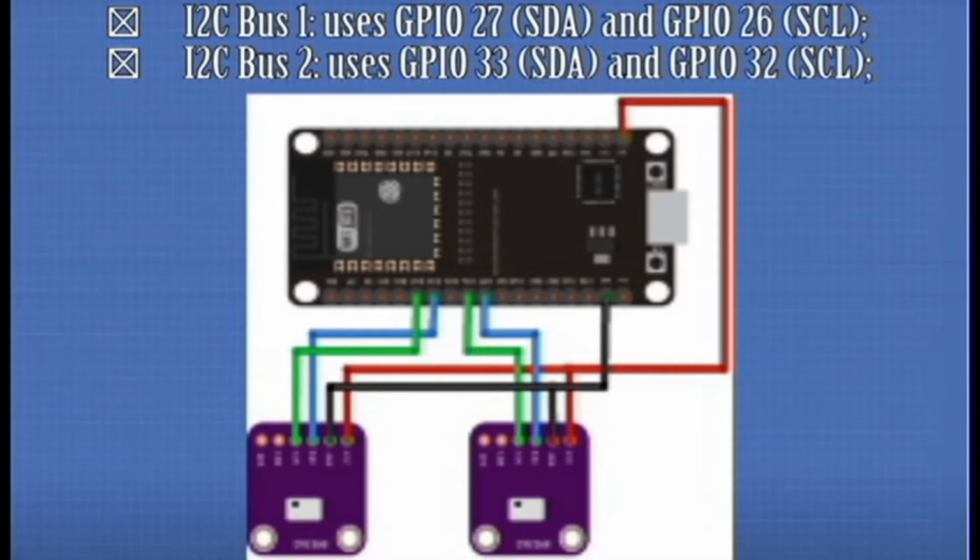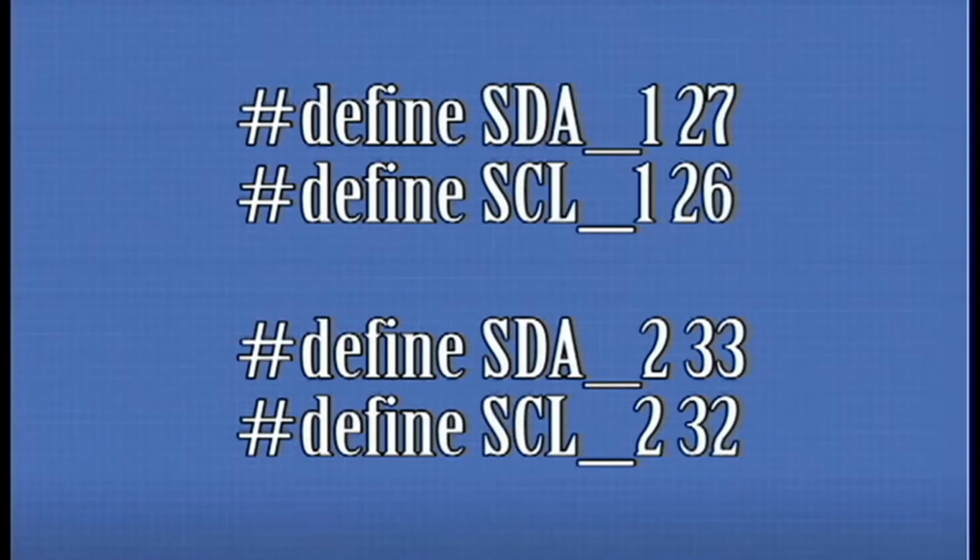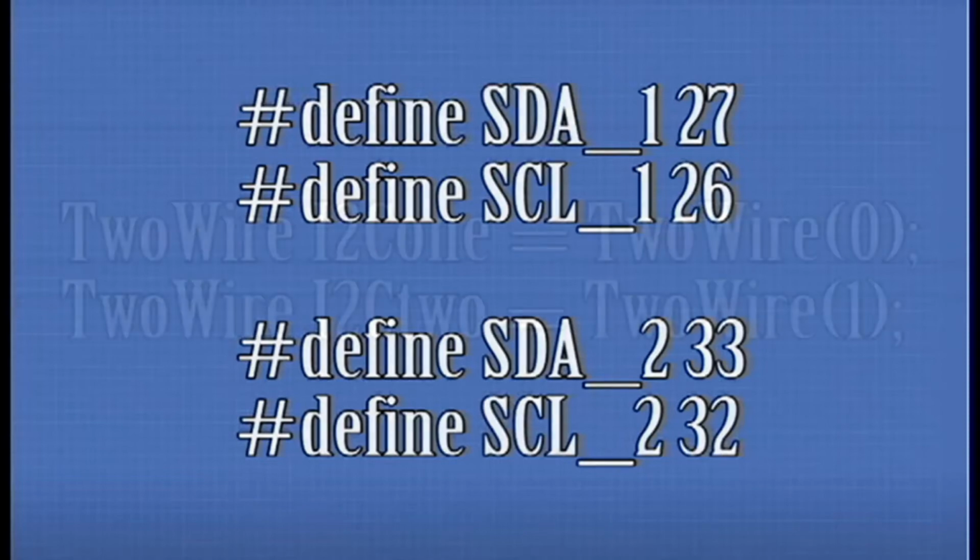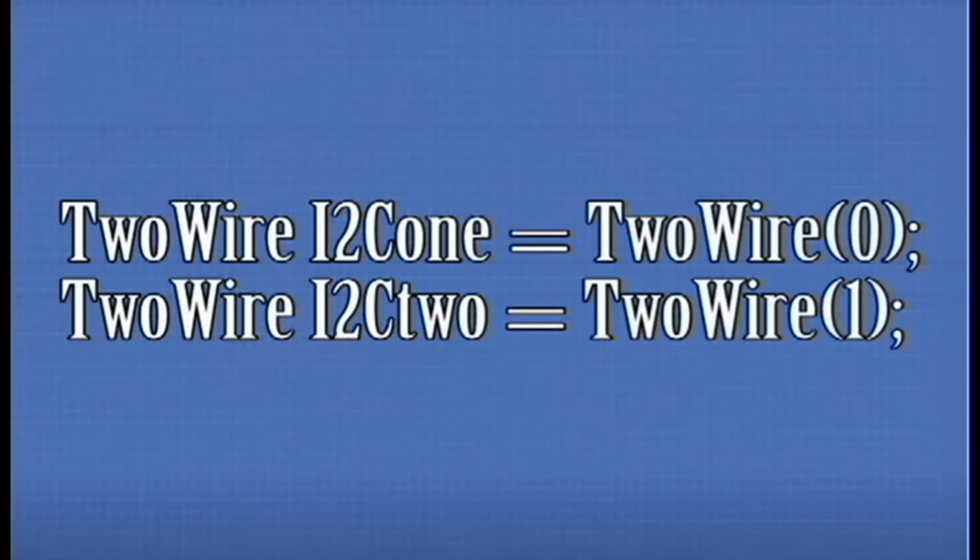Let's take a look at the relevant parts to use the two I2C bus interfaces. Define the SDA and SCL pins you want to use. #define SDA_1 27, #define SCL_1 26, #define SDA_2 33, #define SCL_2 32. Create two TwoWire objects, two I2C bus interfaces. TwoWire I2C1 = TwoWire(0); TwoWire I2C2 = TwoWire(1).